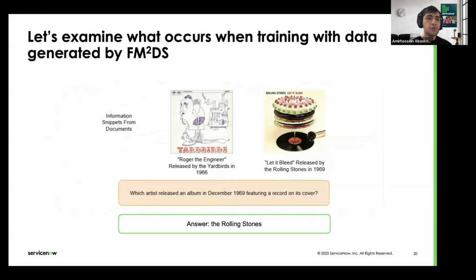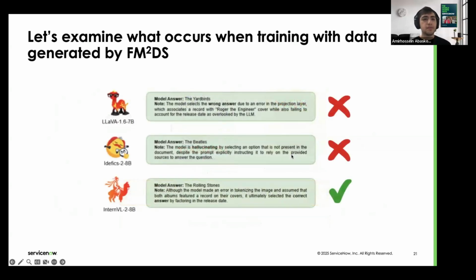And we can now go through a qualitative analysis. As can be seen here, we have these information snippets, and the question is: which artist released an album in December 1969 featuring a record on its cover? The album featuring a record on its cover is Let It Bleed, as can be seen in the right image, and the answer is the Rolling Stones. These are the models that were trained on real data.